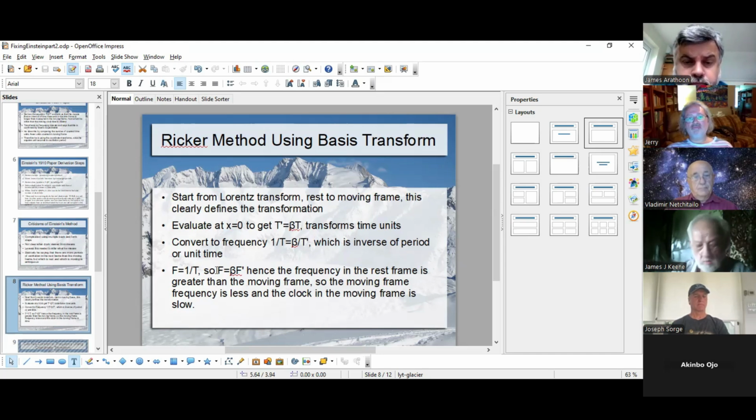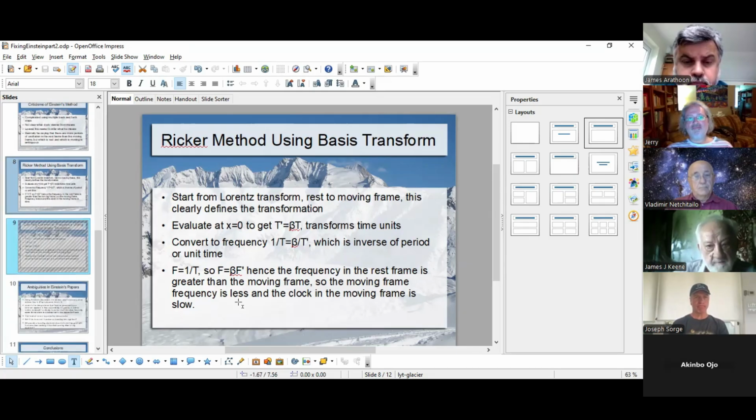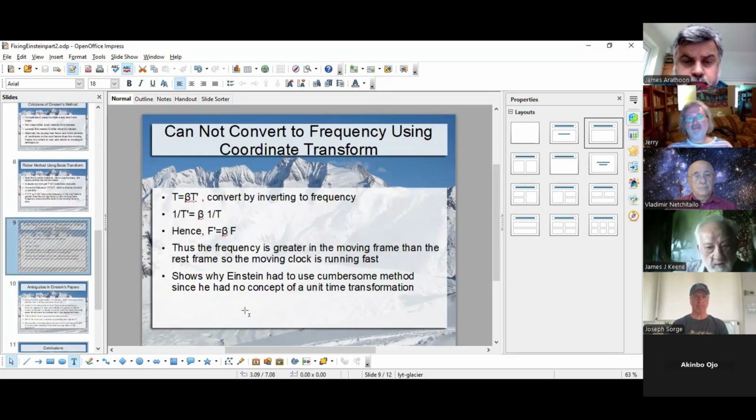And when we do that, we get that the frequency of the rest clock is higher than the frequency of the moving clock. Meaning, since the frequency at rest is higher than the frequency when it's moving, that means the moving frequency is low. Does everybody understand that? It's pretty straightforward.